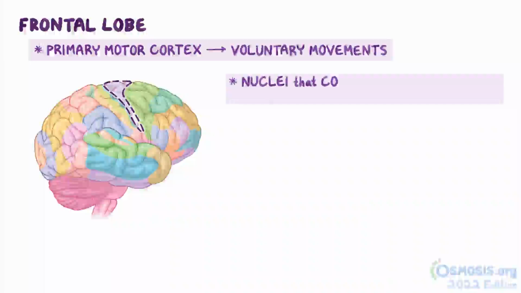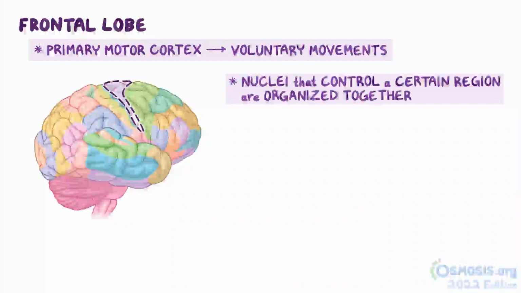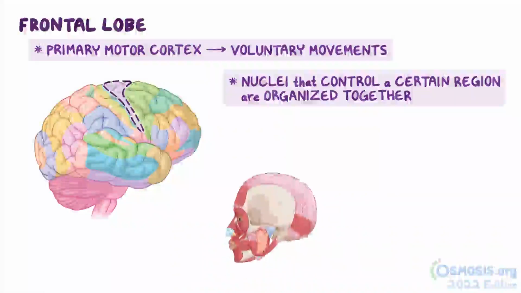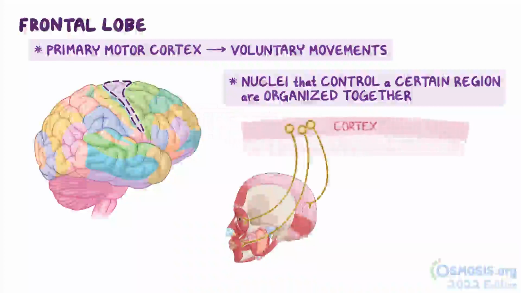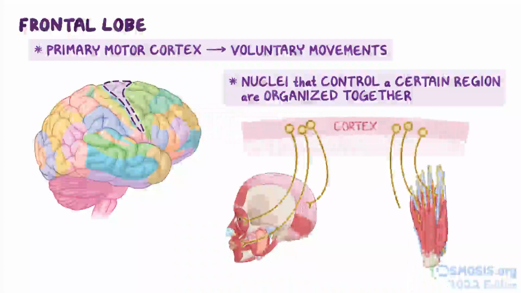Let's take our attention back specifically to the primary motor cortex, which again is responsible for controlling voluntary movements of our body. The nuclei of neurons that will control a certain region of the body are organized together, so that all the nuclei that will control the muscles of the face are organized in one specific region of cortex, while all the nuclei associated with controlling the foot are organized in another.